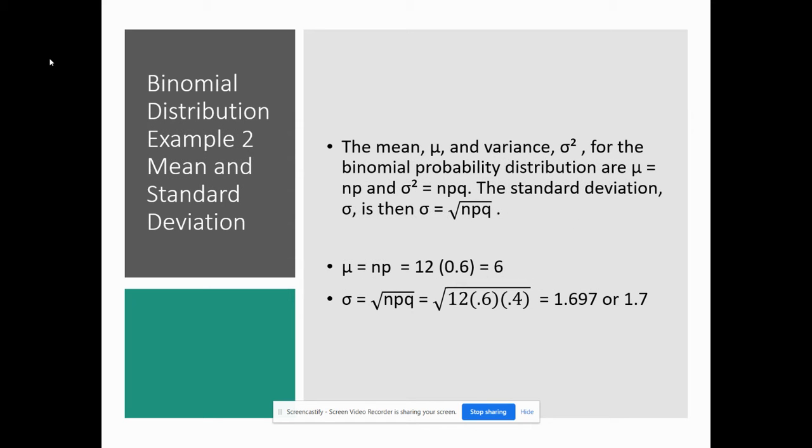All right, so I can figure out my mean and my standard deviation very, very easy. So again, remember the mean is N times P, so 12 times 0.6 gives me 6. And the standard deviation is the square root of N times P times Q. And it's the square root of 12 times 0.6 times 0.4, and it gives me roughly 1.7. So there's my mean and my standard deviation.